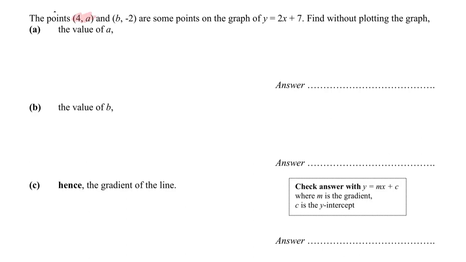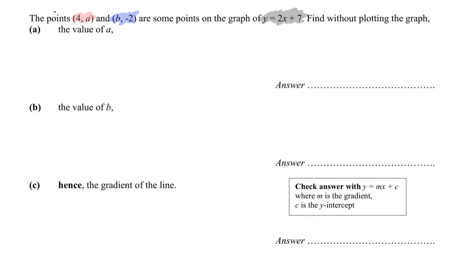One point is here, the other point is here, and they are on the graph that is given to us. So without plotting the graph, find the value of a. So this is the catch.